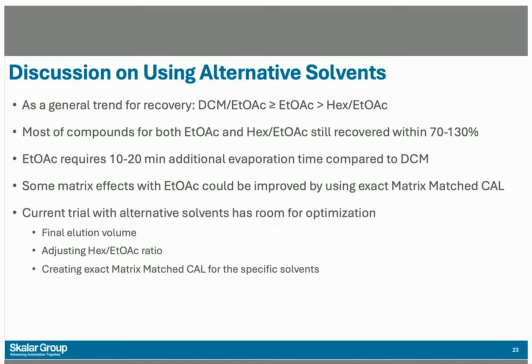I believe we can improve some of the results with the ethyl acetate extraction just by using a proper matrix matched calibration. And there's still room for further optimization of other parameters, such as the elution volume, or even trying different ratios of hexane to ethyl acetate. We only tried 1:1, but there's no reason not to try different ratios.